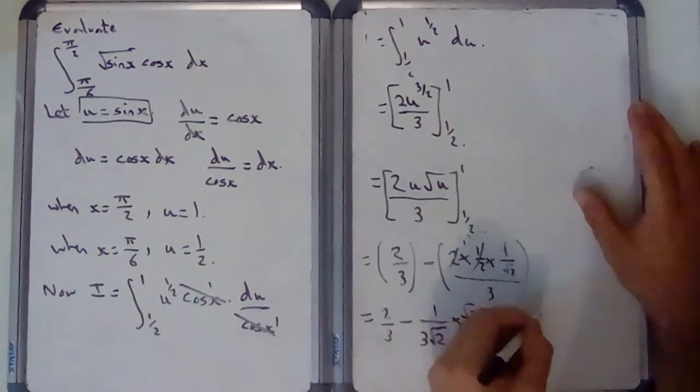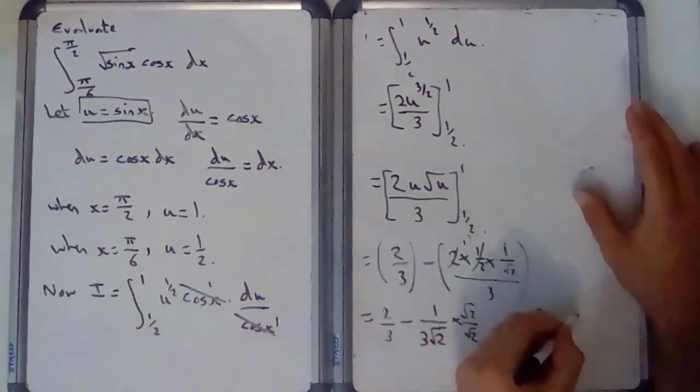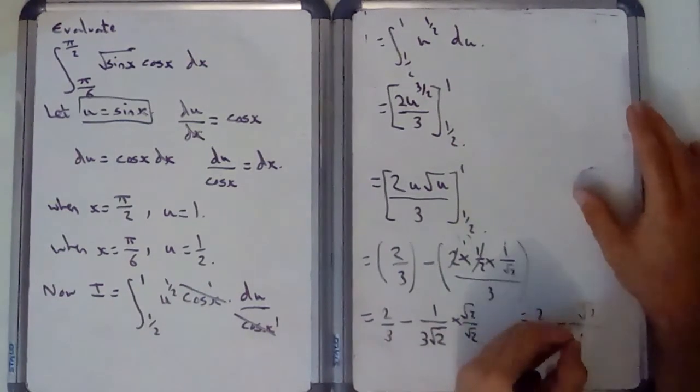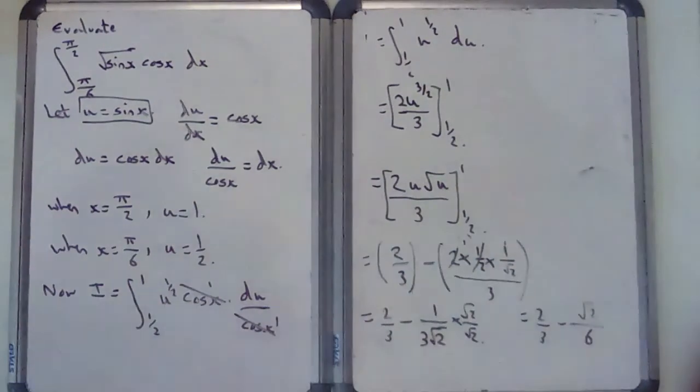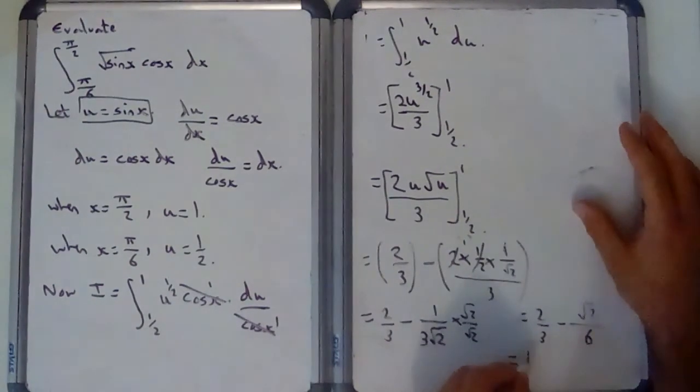So equals 2/3 minus, so that must be root 2 over 3 root 2 times root 2. So root 2 times root 2 is 2. 2 times 3 is 6. And I guess if you wanted to go a little bit further, you could say, well, that's 4 over 6 minus root 2 over 6, so it's kind of 4 minus root 2 all over 6, which probably does look a bit nicer actually.